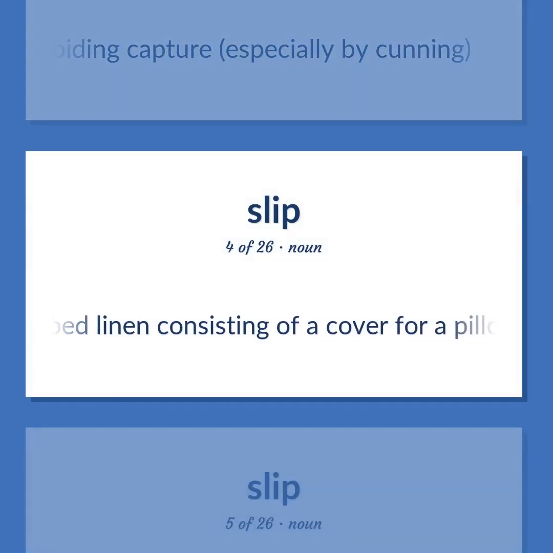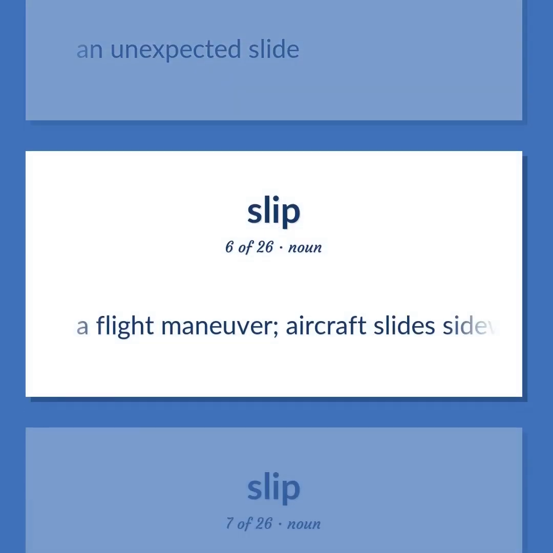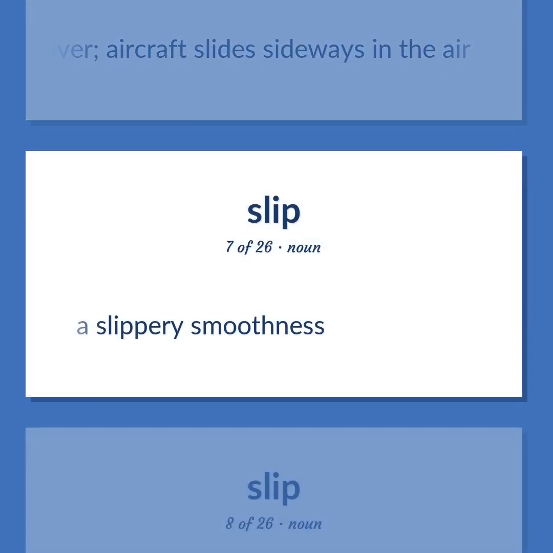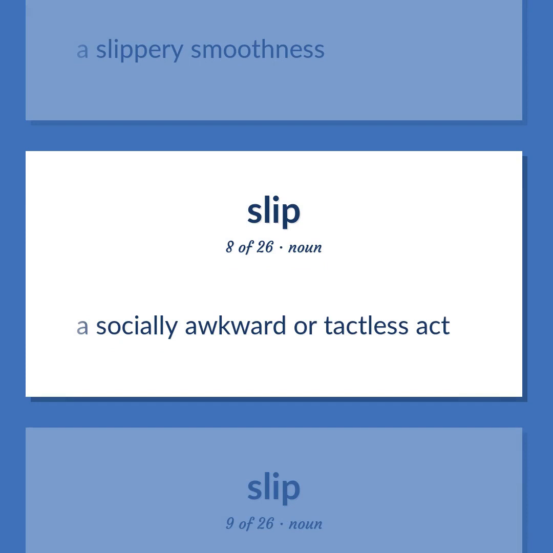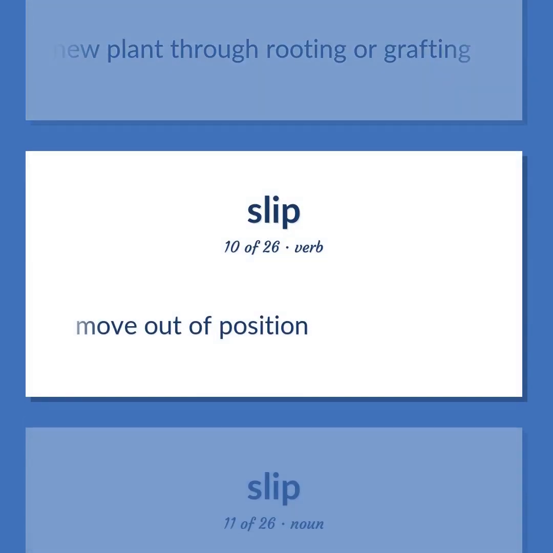Bed linen consisting of a cover for a pillow. An unexpected slide. A flight maneuver. Aircraft slides sideways in the air. A slippery smoothness. A socially awkward or tactless act. A part, sometimes a root or leaf or bud, removed from a plant to propagate a new plant through rooting or grafting. Move out of position.